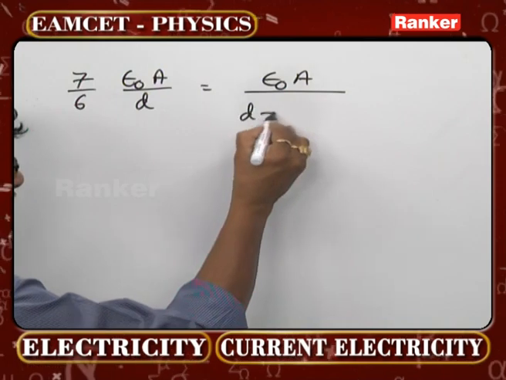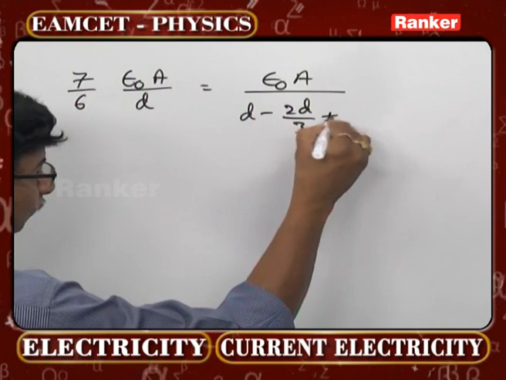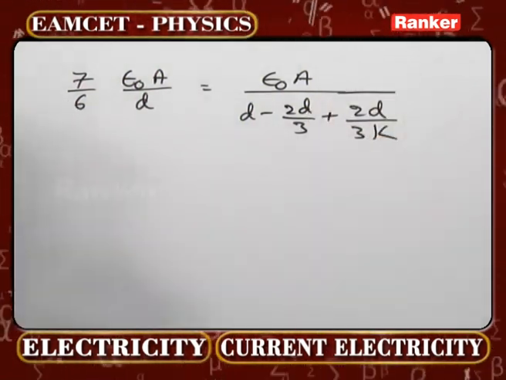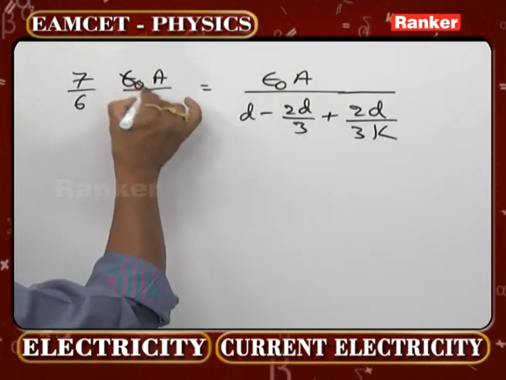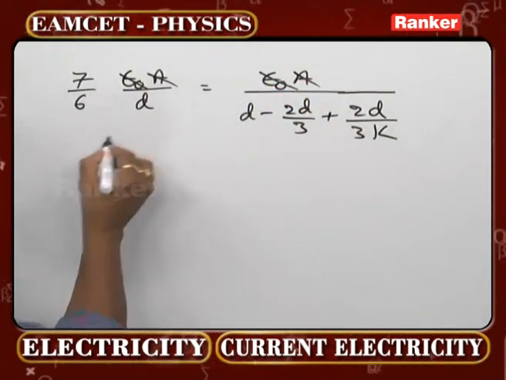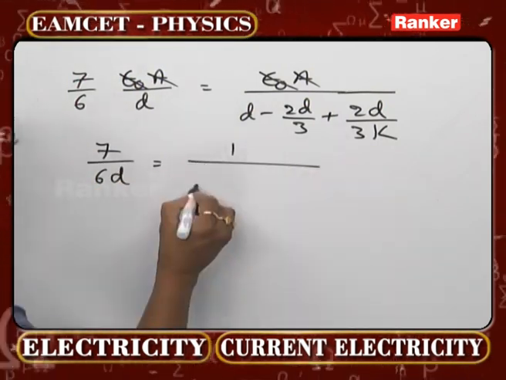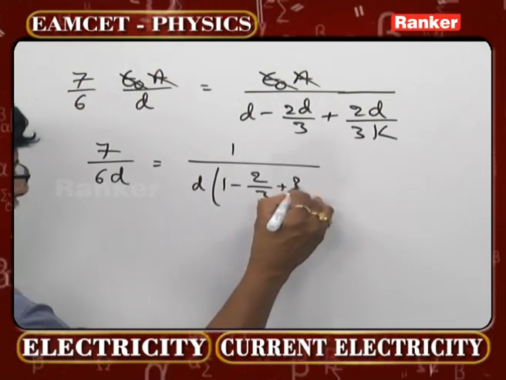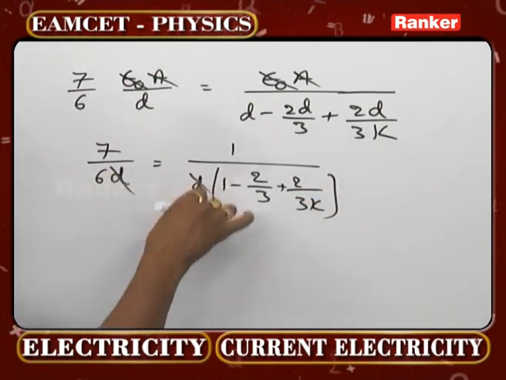D is the distance minus what is the thickness given? 2D by 3 plus 2D by 3 into what is the dielectric constant he is asking us to calculate. Therefore, I write that one as K only. Now epsilon naught A gets cancelled over here. Then what is now left over? You just check. First of all, 7 by 6D is equal to 1 by, I take D common here, 1 minus 2 by 3 plus 2 by 3K. I can write like this. D once again gets cancelled.